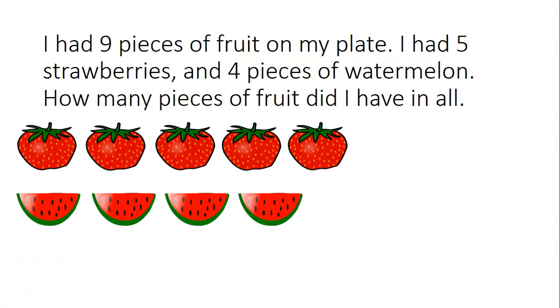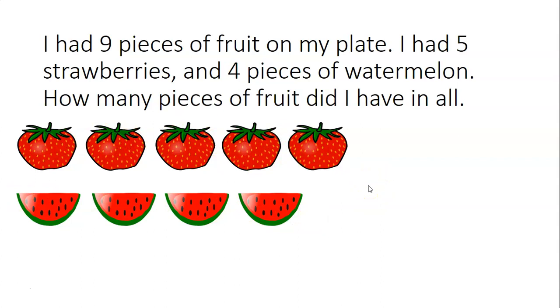Okay, so let's get started on our first sentence. I had 9 pieces of fruit on my plate. I had 5 strawberries and 4 pieces of watermelon. How many pieces of fruit did I have in all? That's right, 9. Now, how did you count it? Did you count one at a time? Or did you count the 5 group way?